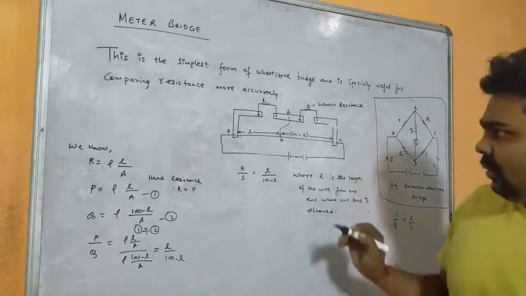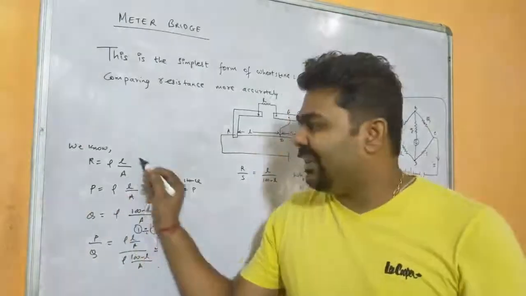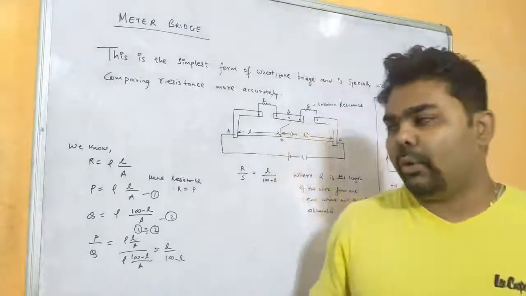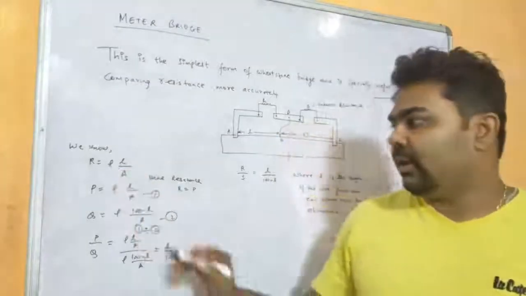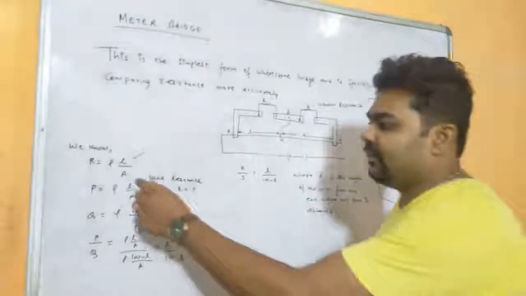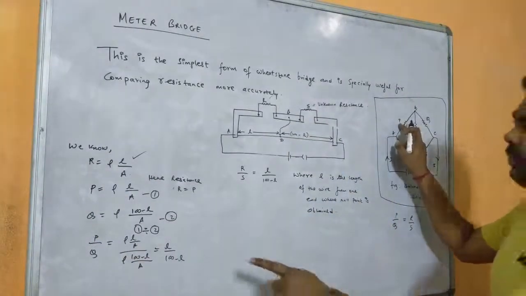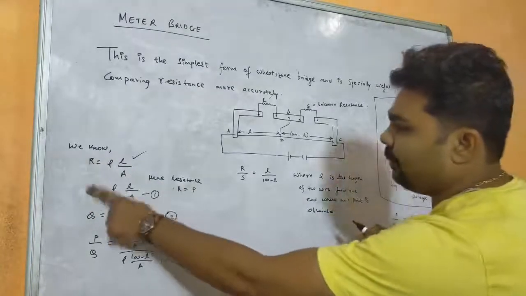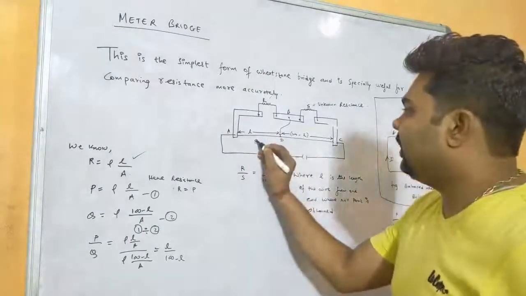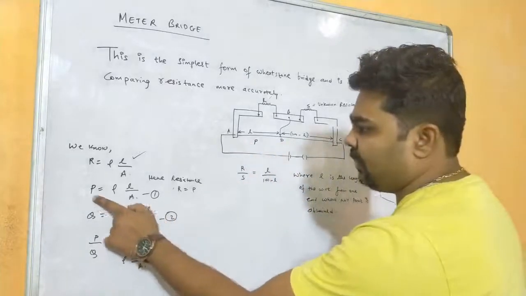Now we know P by Q equals R by S, right? Now if I ask what are the factors upon which the resistance of a wire depends, the resistance of a wire depends upon the resistivity, that is the nature of the wire. It depends upon the length of the conductor, and also upon the area of cross section. Now if I consider this resistance, this R has to be compared with P. So from A to D I have considered P, that is, P equals the resistance of AD, so P equals rho L by A.